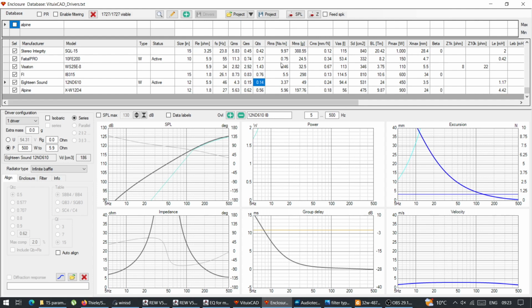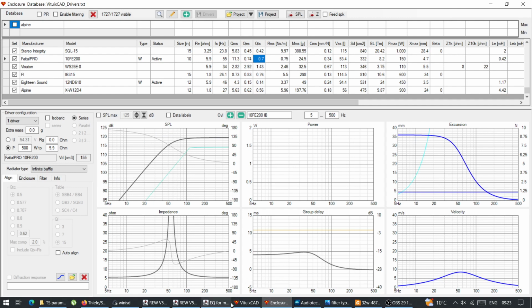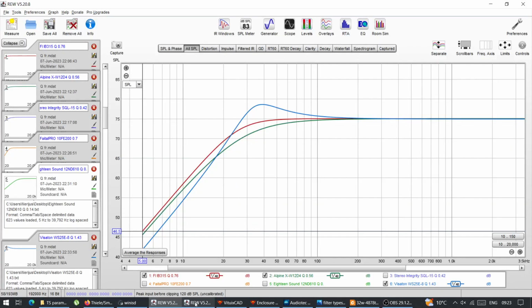So I don't know if anything that I'm saying makes sense to you, but the discovery for me was that the Q of the driver is basically a natural high-pass filter that is on the driver itself. And that's how you can look at the driver Q.